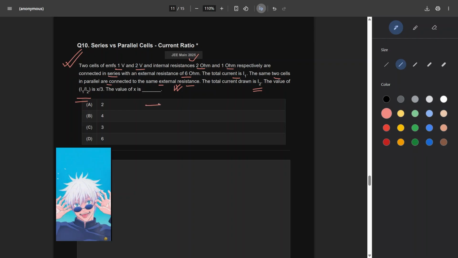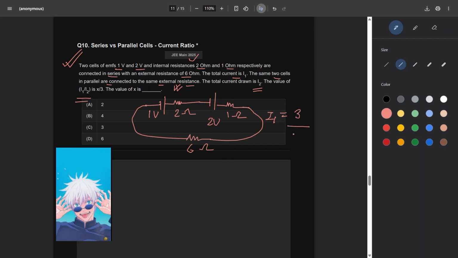So we have a cell of 1 volt with 2 ohms and we have another cell of 2 volt with 1 ohm and we have external of 6 ohms, right? We see the current here to be 3 volt upon, there is 3 and 6 is 9, 1.3, right? 1.3 amperes.